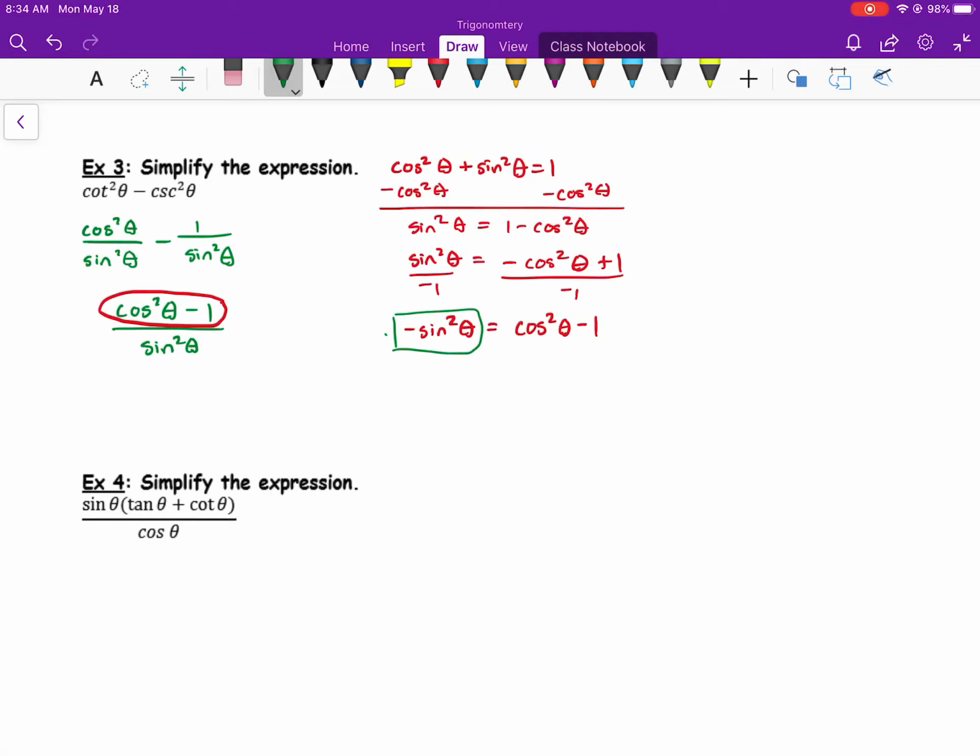So this will go back to there. I get negative sine squared of theta over sine squared of theta. Okay, the signs cancel out. You get negative 1. I know, mind blown.